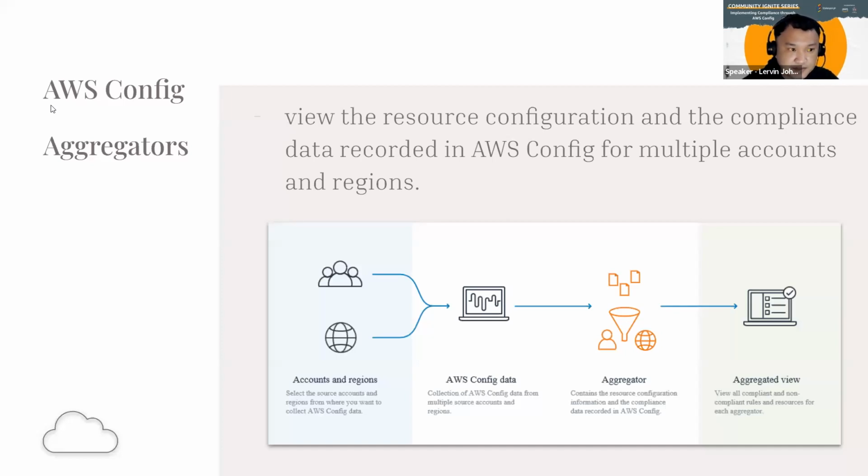AWS Config has this aggregator which you can use to gather all of the configuration changes on your environment across multiple accounts and regions. But first you need to enable AWS Config on all of those accounts and regions. So once configured and once the data are collected, you can see it in a single, centralized view.